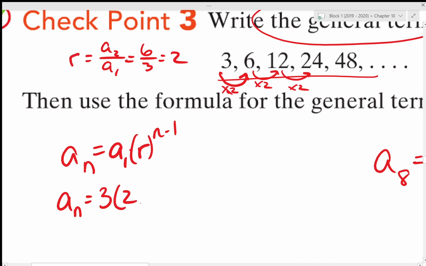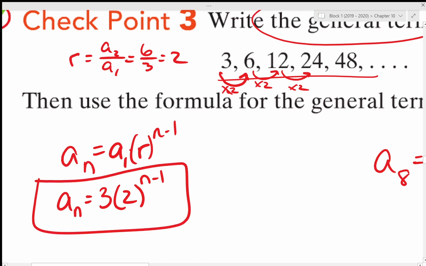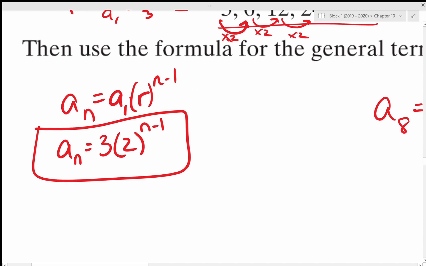So 3 times 2 to the n minus 1. There is your nth term. You don't have to worry about simplifying like we did with arithmetic, because you can't really simplify this exponential part. So now that I have an nth term, I can find any term I want.